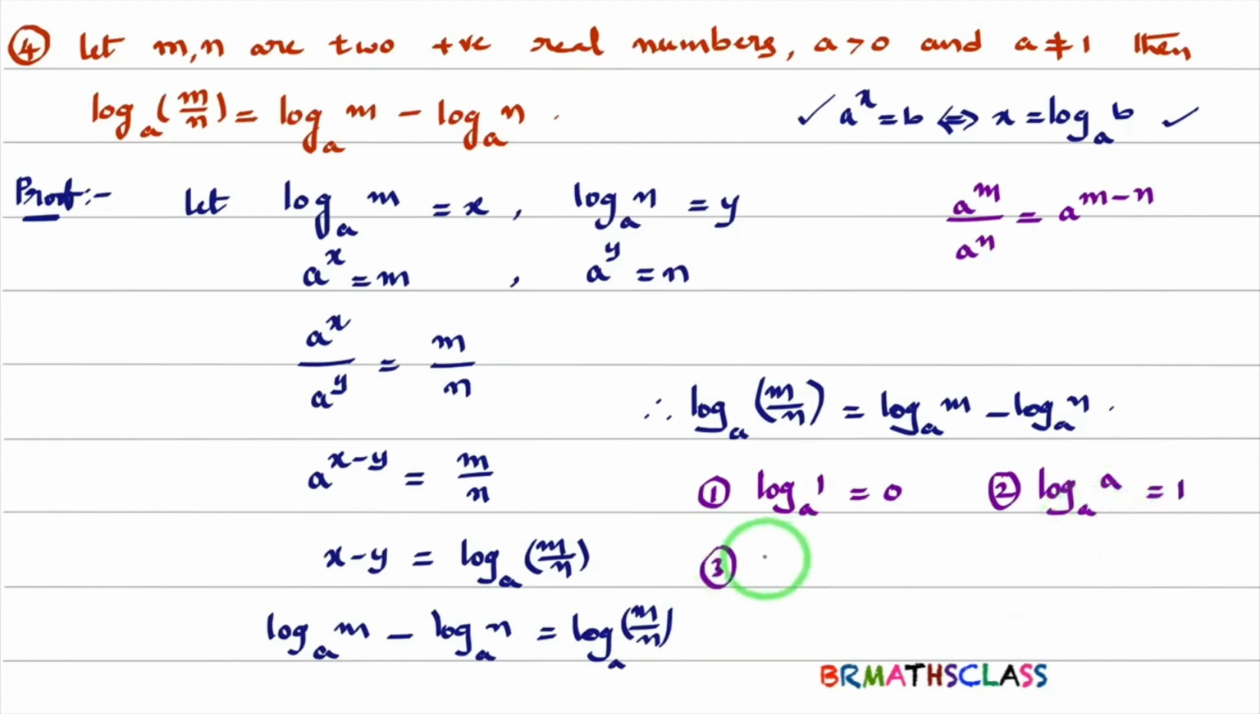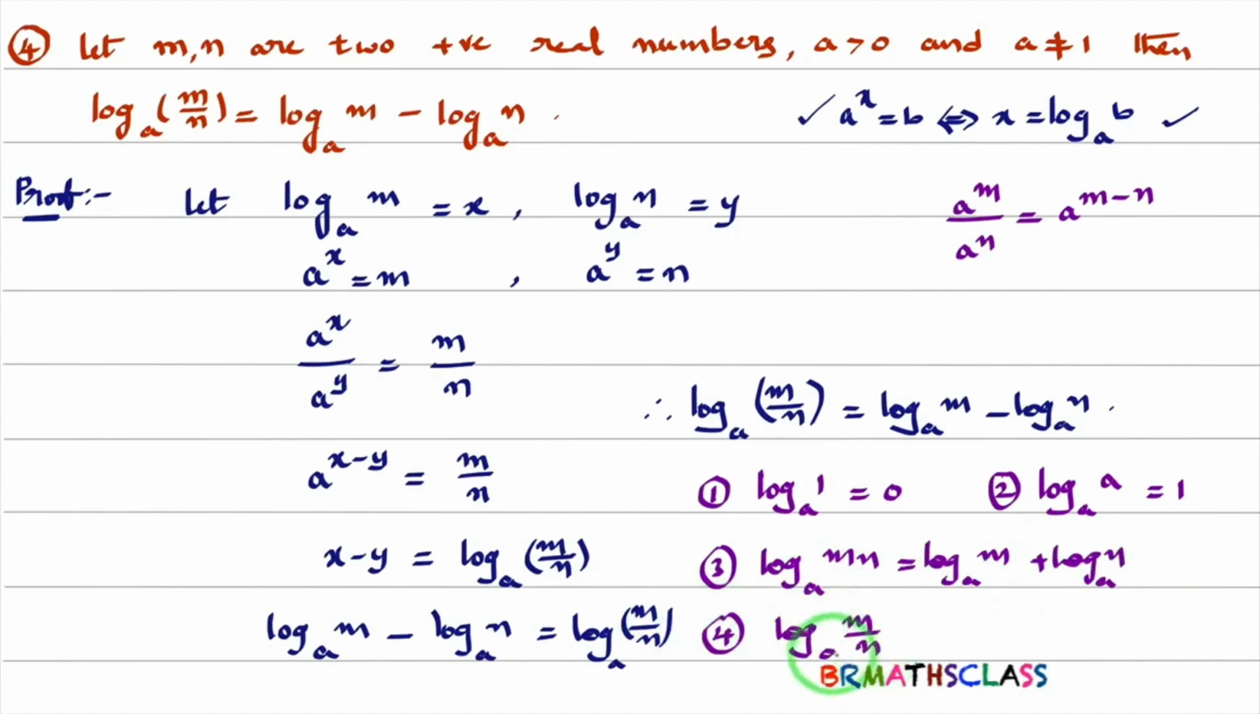And the third property we learned: log mn base a can be written as log m base a plus log n base a. Next, fourth property, log (m/n) base a can be written as log m base a minus log n base a. Total 9 properties are there. We did proofs of 4 properties now. In the next class, I'll do the proof of the remaining 5 properties.